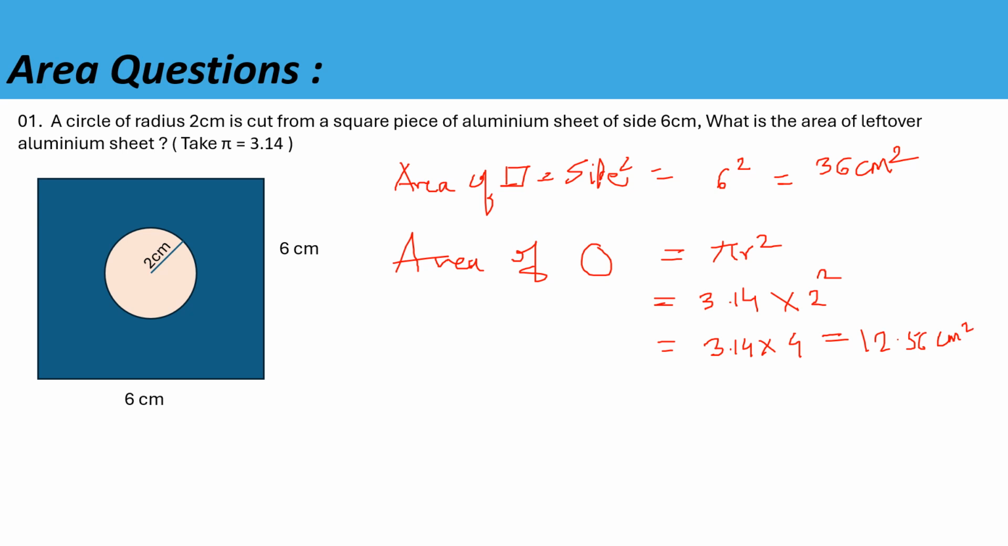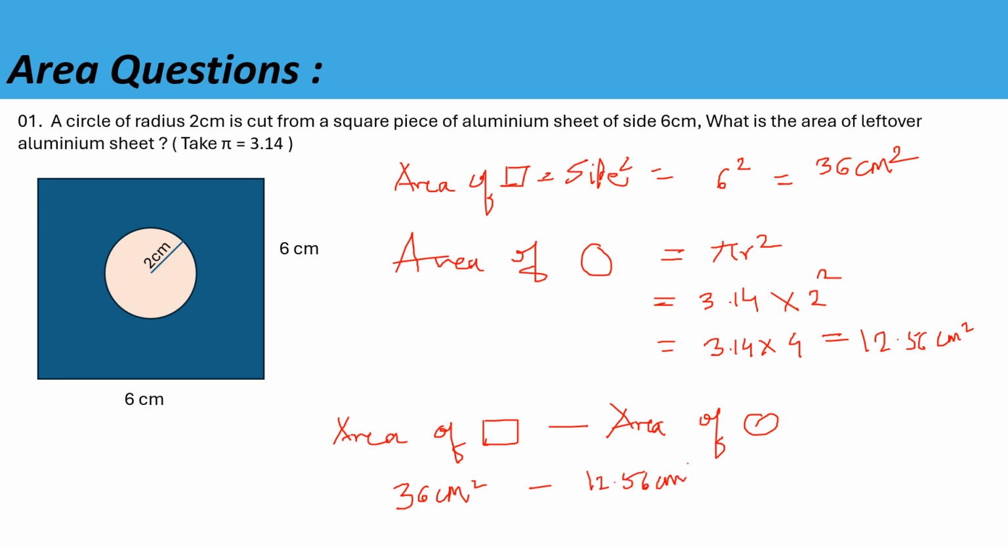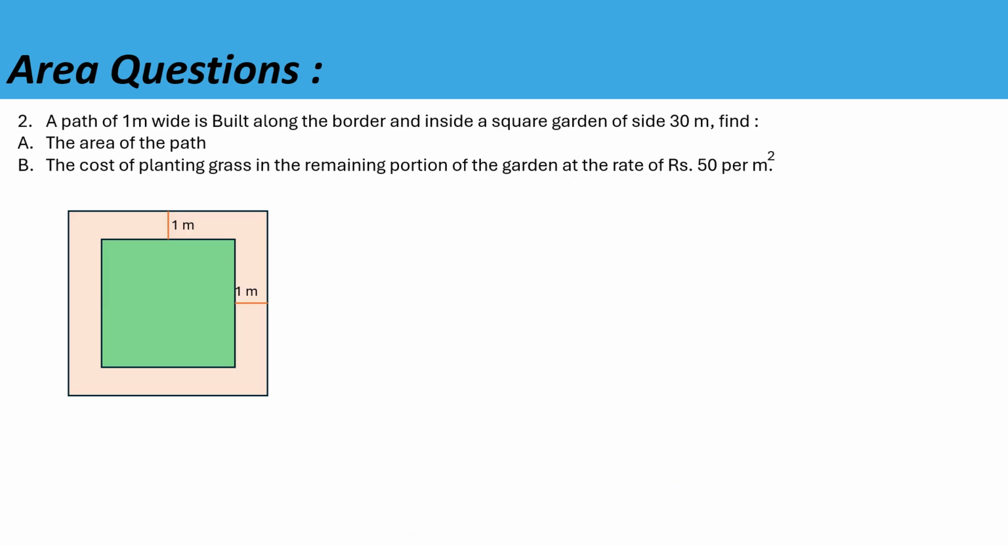Now what we have to find is the area of the leftover of the aluminium sheet. So we will subtract: area of the square minus area of the circle. 36 centimeters squared minus 12.56 centimeters squared. So the remaining or leftover part is 23.44 centimeters squared. Okay, so this is the answer. You have to solve this question.